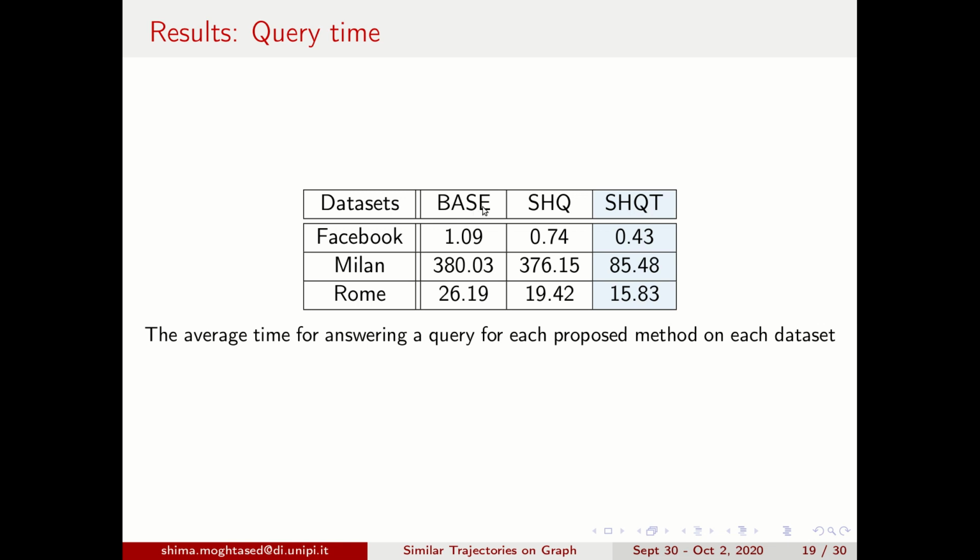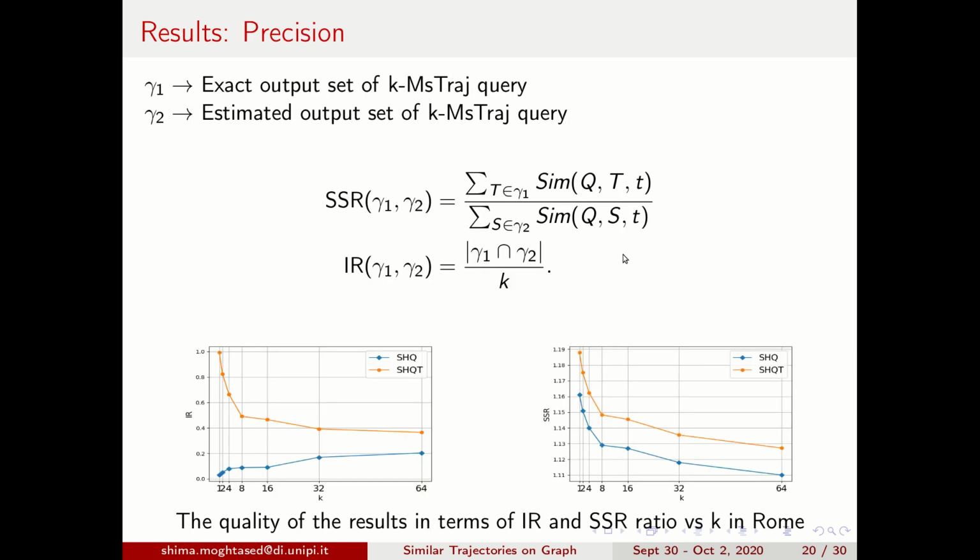Because in this variant we are using pre-computed distances. Another criterion that we need to measure is the quality of the produced results. Suppose that we have two output sets: one is the exact output set and the second one is the estimated output set.